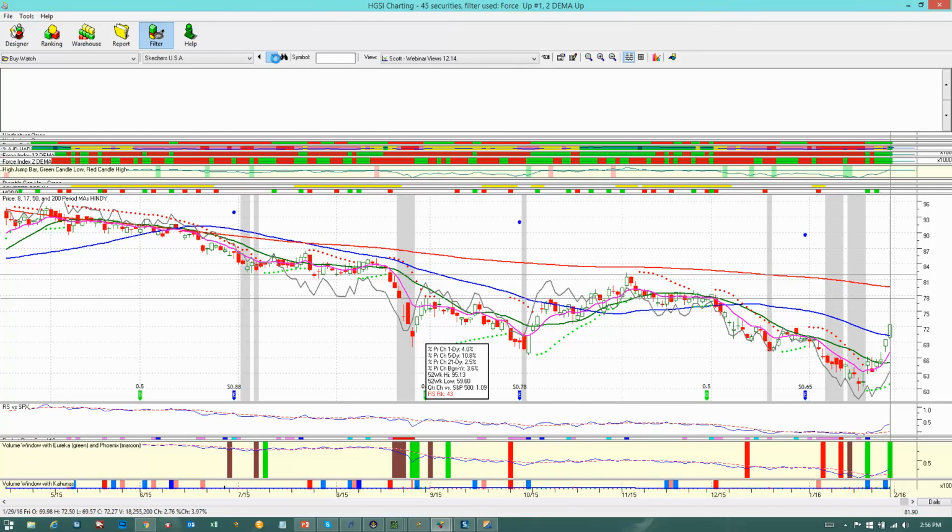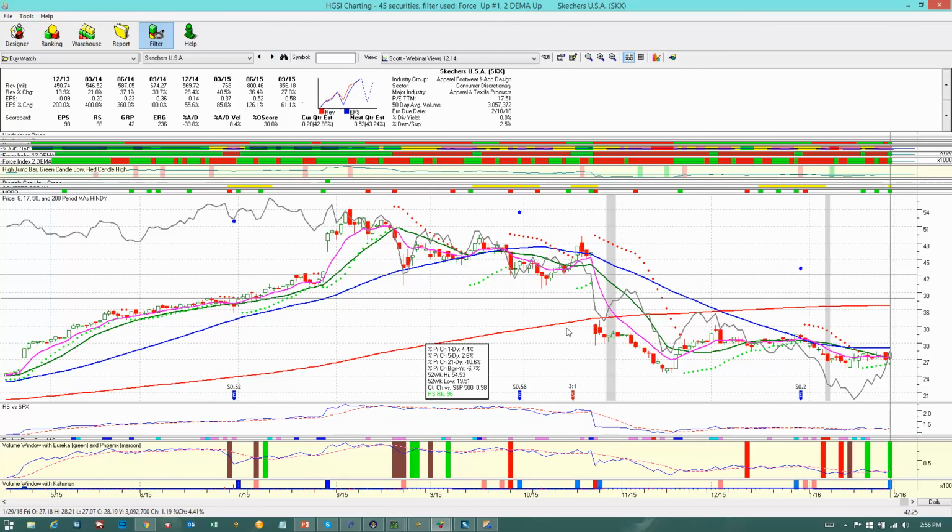Schlumberger, we looked at already. Skechers, this is a shoe stock. Made a higher low here, had a kahuna. Great earnings per share growth, 2.5 times its PE ratio. Looks like it might want to go higher with strength coming into this group.